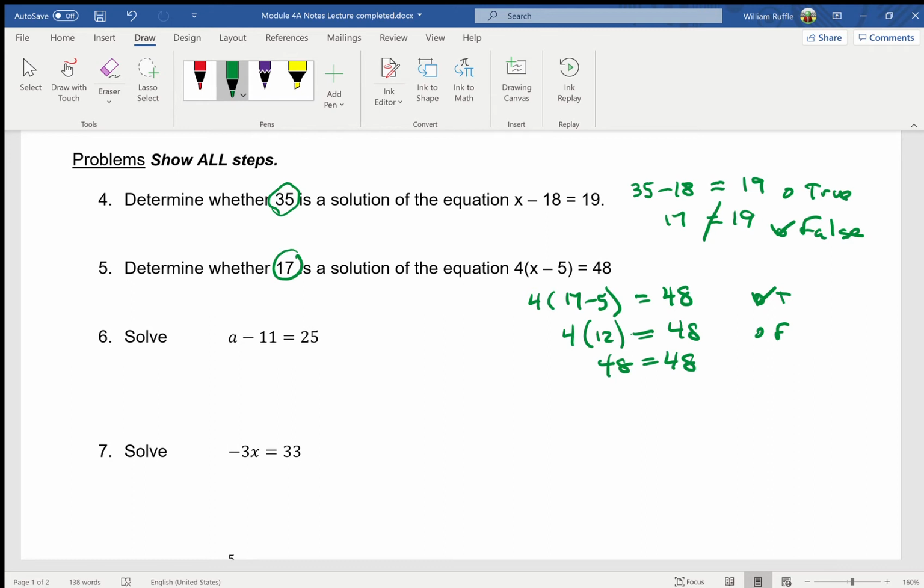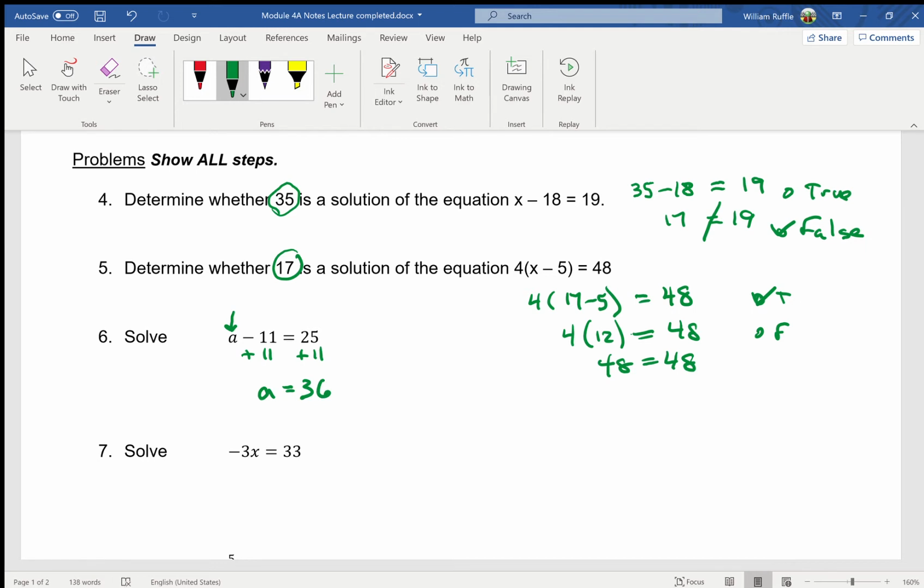Now we have some questions where we have to show the solution here. If we remember back in Unit 1, what's the opposite of subtracting 11? Because we always want to solve for the letter. Opposite of the minusing, I would add 11 to each side. And that is an example of the addition principle. I'm adding the same thing to each side. So A is equal to 36, and that's all I have to do.